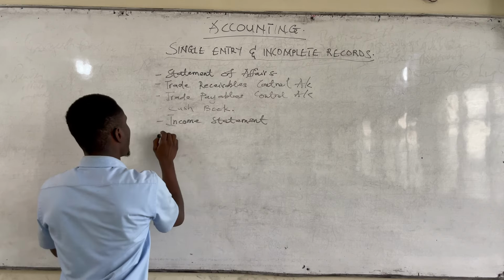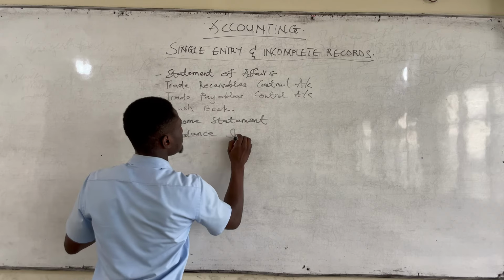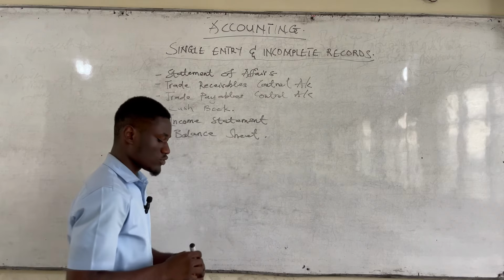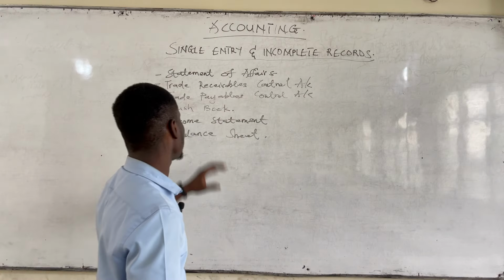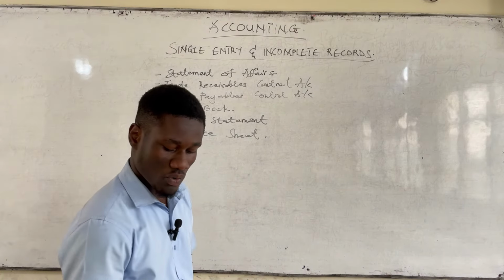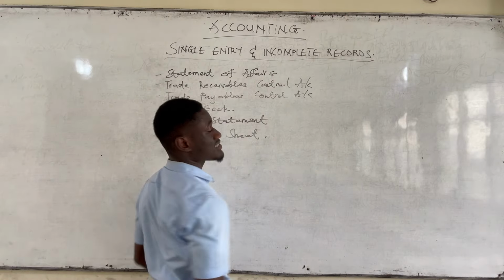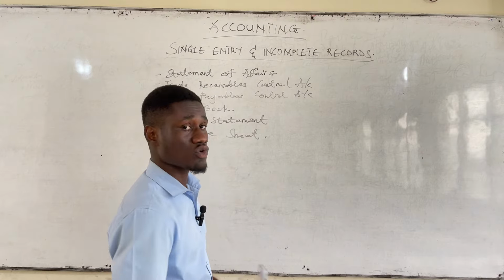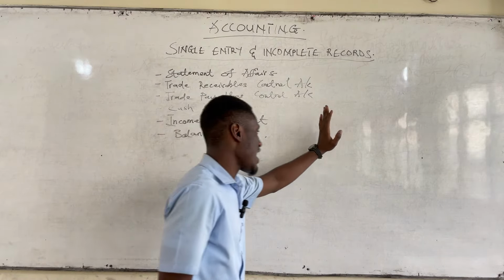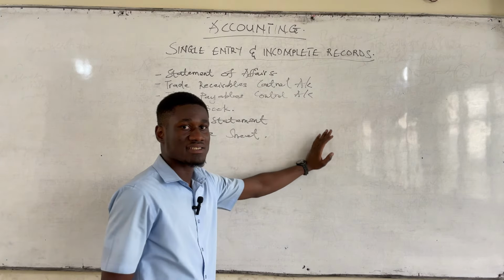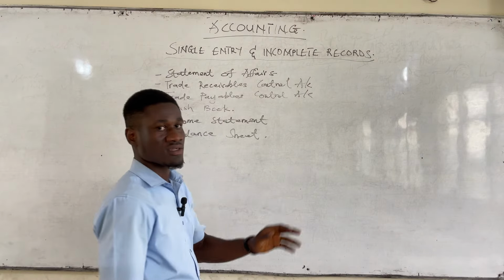And your balance sheet. Good. So these are the things that the single entry and incomplete records contains or requires of you. So first of all, as we say, statement of affairs as at 1st January 2020, or anything that they will give you, you will look for your opening items, you identify your assets and liabilities, you less your liabilities from assets to get your opening capital.